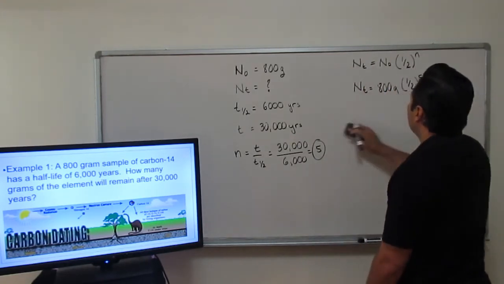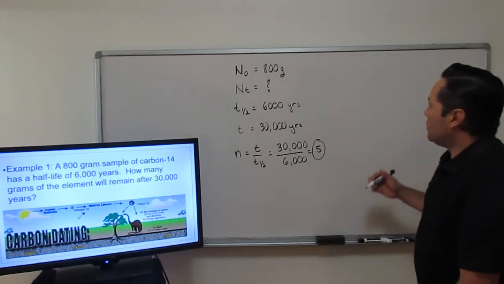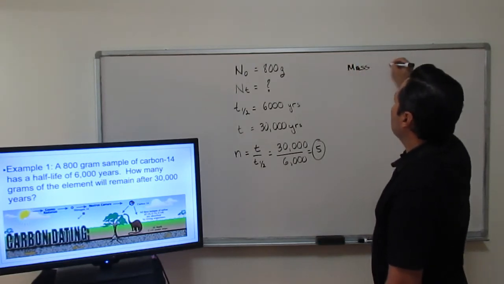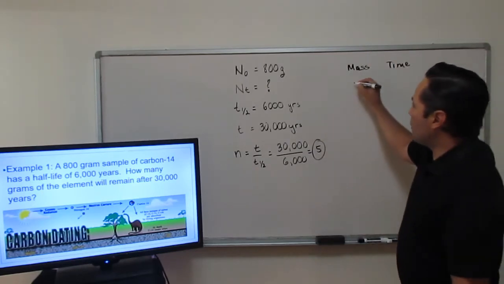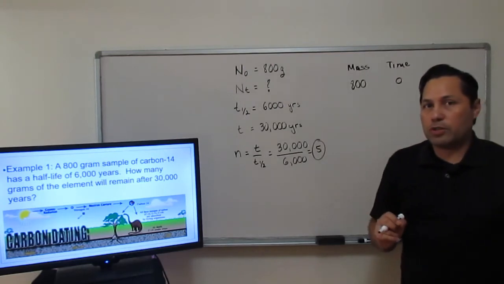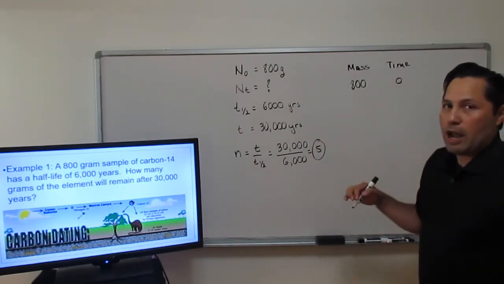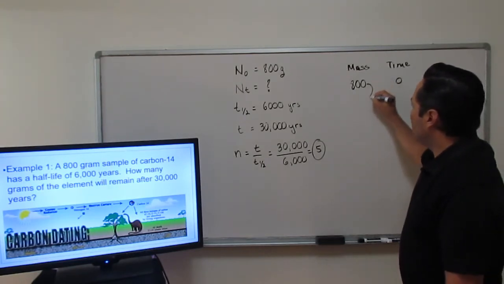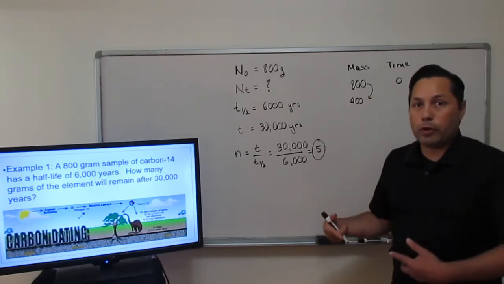Another way you could do it is more of a table. In the table, I like to put the mass and the time. So, what was the initial mass? 800. That was at time 0. 0 years have gone by. Now we're going to do every half-life. We cut this number in half. So let's say 1 half-life has gone by. Let's move it down. That's 400. From 800 to 400.